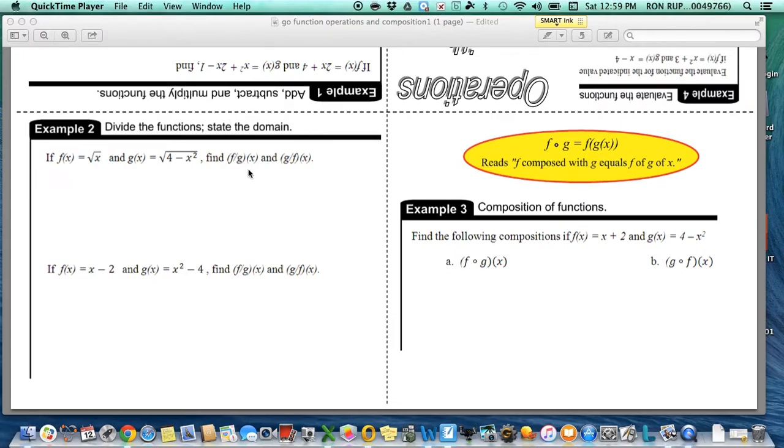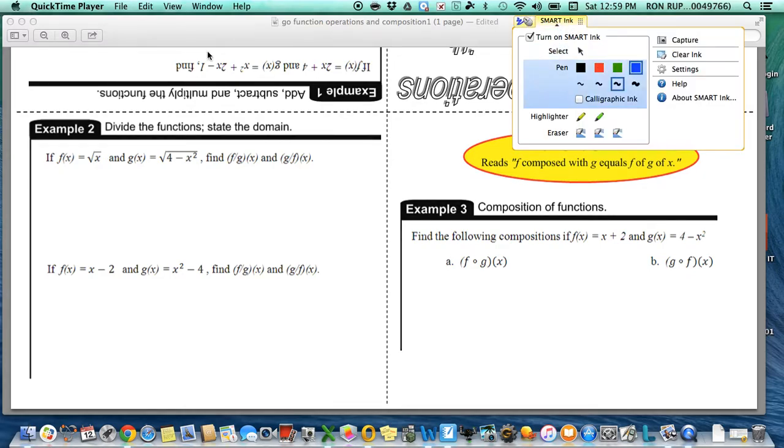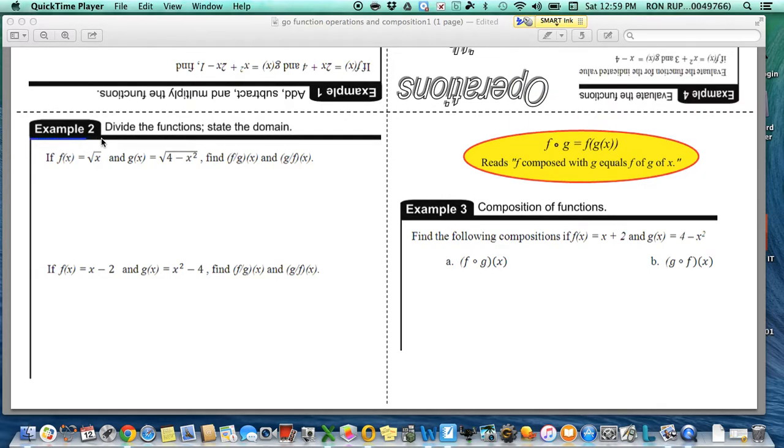Okay, video number 2. We've already done add, subtract, and multiply, so now we're going to do divide. This is example 2 on your little foldable thing. It's really 2 examples because we're going to do f divided by g, and then g divided by f. And you notice that it says state the domain.